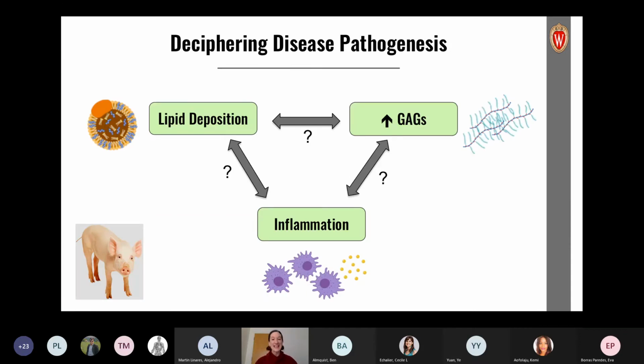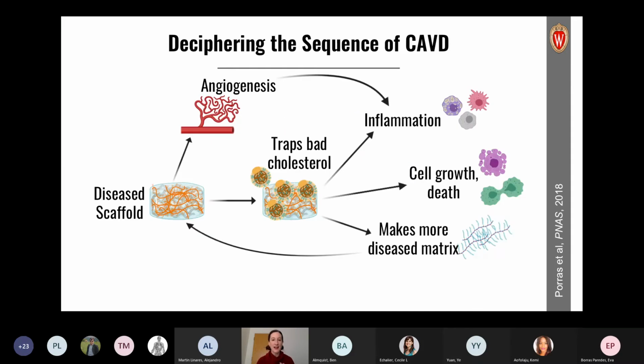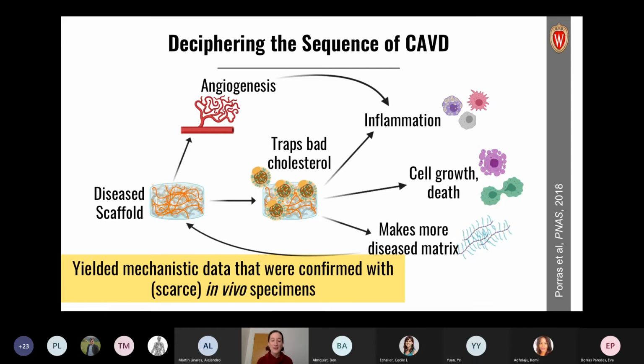Okay, so we started out with this. Well, actually, we started with a whole big clump of things and narrowed it down to these three. But we still had these three that we were trying to piece out. How are they connected to each other? And by using a fairly simplistic model of valve disease, where we're really just varying this GAG content, we're able to take that triad and turn it into something where we know a lot more about the sequence. We don't know how the disease ECM happens in the first place. We'll get to that at some point. But some elements of this lead to factors that are involved in angiogenesis, and these diseased ECMs can trap the bad cholesterol, so oxidized LDL, which can lead to inflammation. I didn't discuss it here, but cell growth and cell death can also lead to making more disease matrix, which can then feed back and make the scaffold more diseased. And overall, this yielded mechanistic data that we were able to confirm, again, with those scarce in vivo specimens. So using those in vivo animals or in vivo models as a validation step.